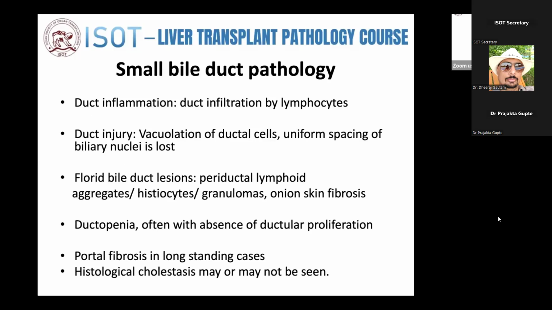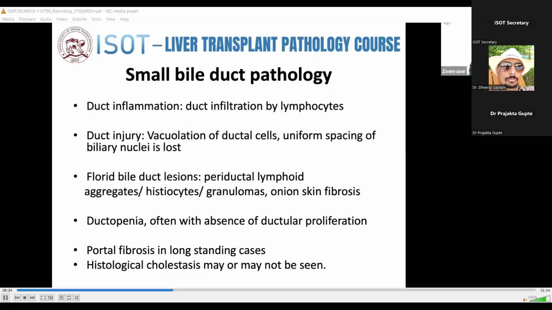We can see duct inflammation, where the duct would show infiltration by lymphocytes. There can be duct injury, where there can be vacuolation of duct epithelial cells, and the uniform spacing of biliary nuclei would be lost. So they would be more irregularly spaced with vacuolation of the cells. Infiltration would be seen. Then in conditions like PBC, florid bile duct lesions can be seen. Now, what are florid bile duct lesions? Where we get periductal lymphoid aggregates, histiocytes, granulomas surrounding the bile ducts, in addition to features of duct injury and duct inflammation. And onion skin fibrosis can be seen in PSC lesions.